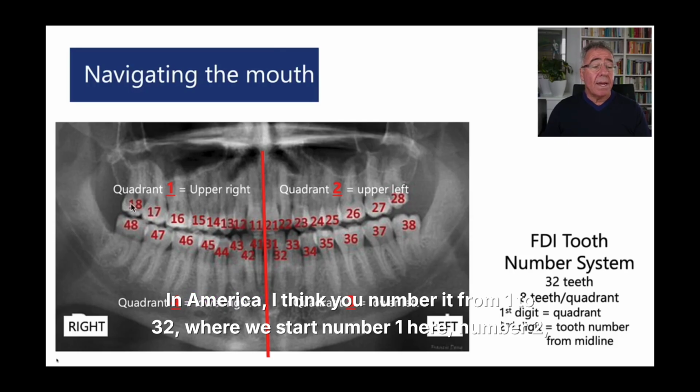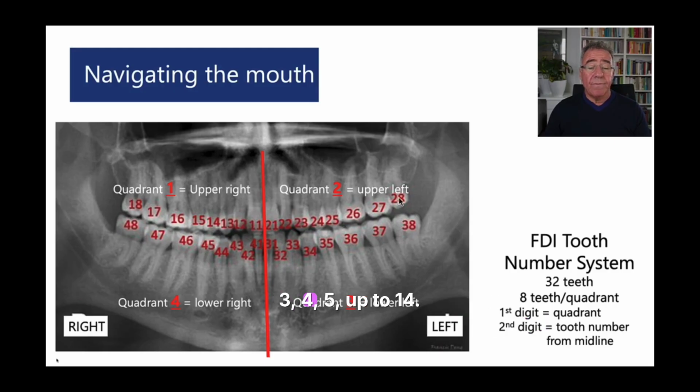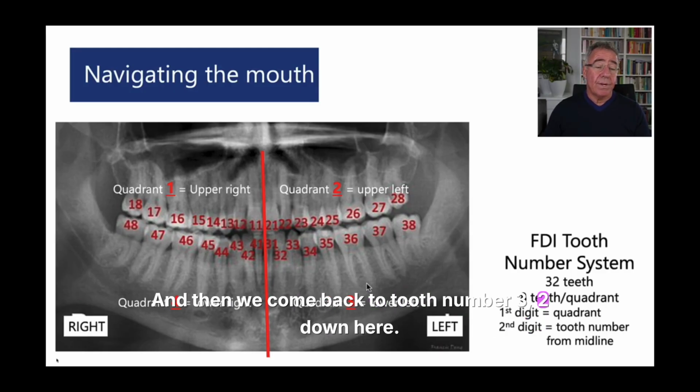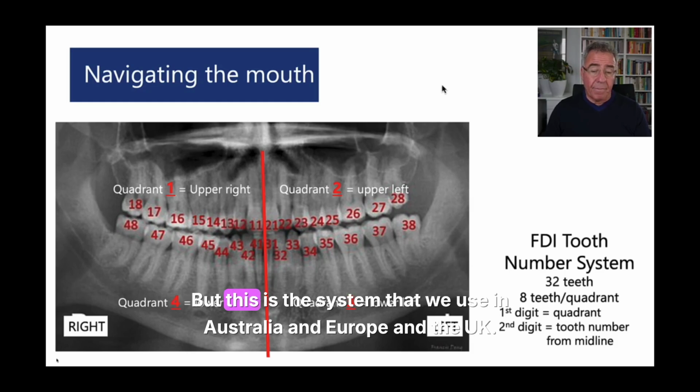In America, I think you number it from 1 to 32, where we start number 1 here, number 2, 3, 4, 5, up to 16, and then we come back to tooth number 17 down here. But this is the system that we use in Australia and Europe and the UK.